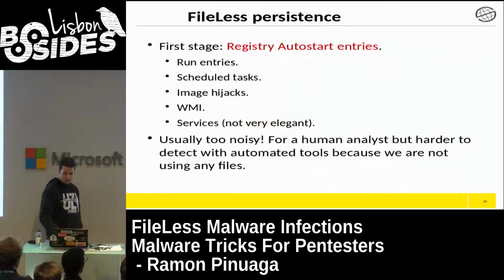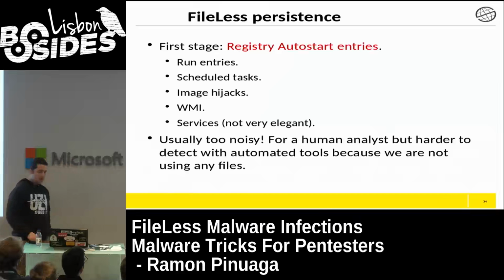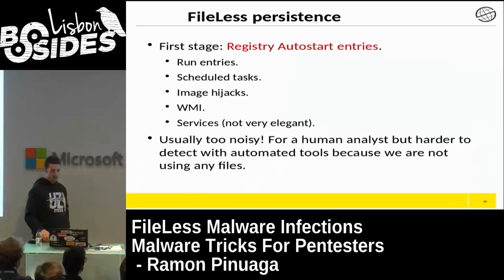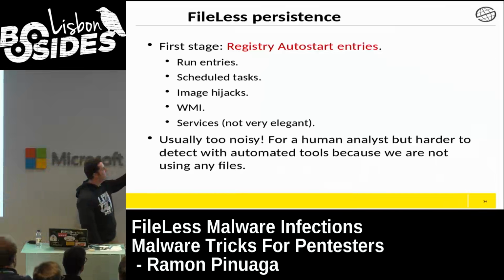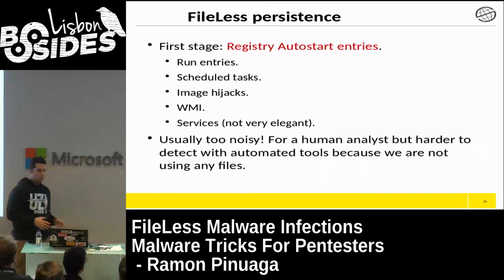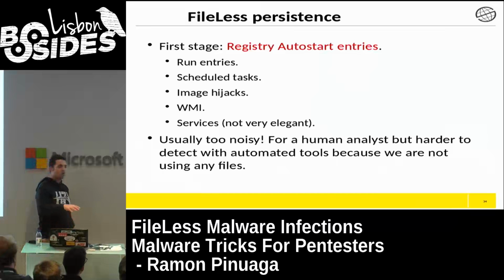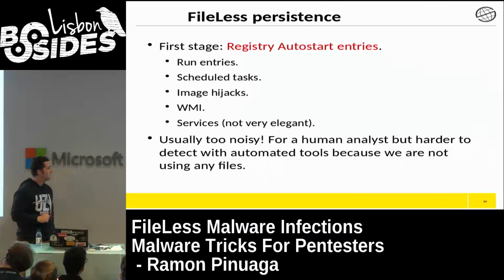And the last thing we need in our perfect fileless pentest operation is installing some kind of persistence. We have some options, most of them modifying registry auto-start entries. We can create a run entry. We can create a remote scheduled task. We can use WMI. We can create a service. The configuration of a Windows service is also in the registry, so we can create our custom service.